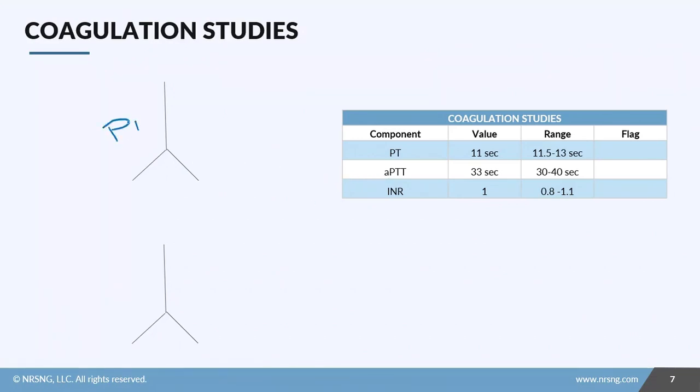So you're going to get PT here. PTT goes here. And then last page, you've got your INR, because you know these 3 values go together. So your PT is going to be 11 seconds. Your APTT is going to be 33, and your INR goes down here, and that's 1. So all of these values are normal, and so we're not going to circle any of them.